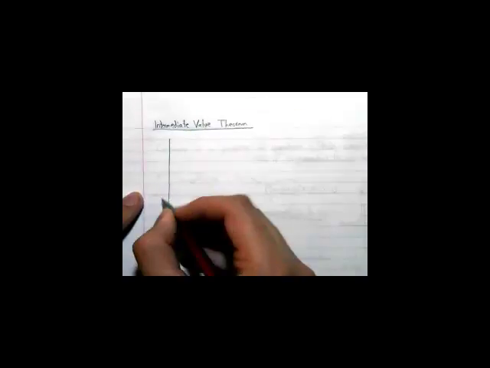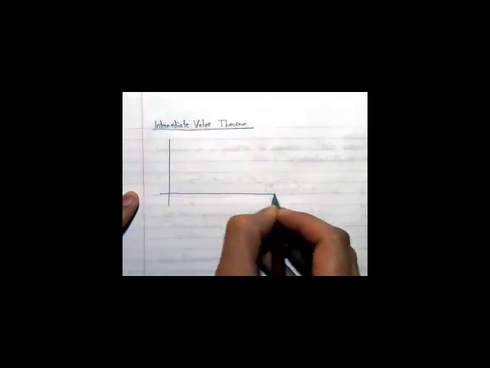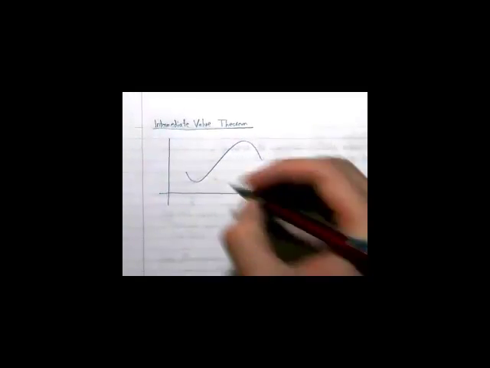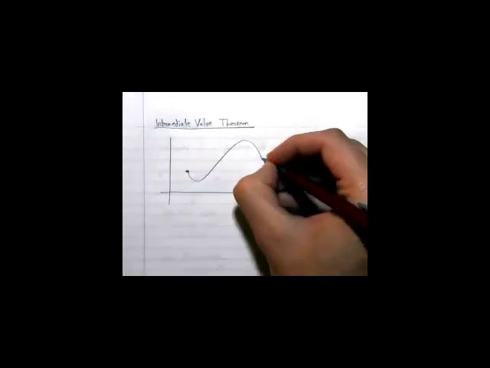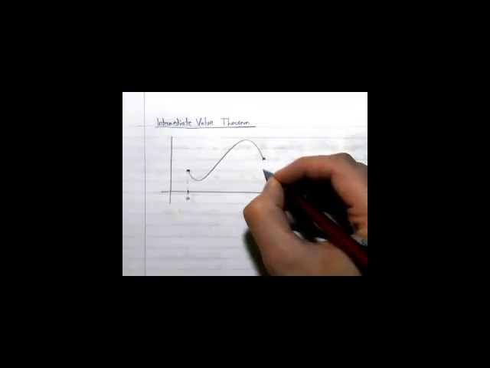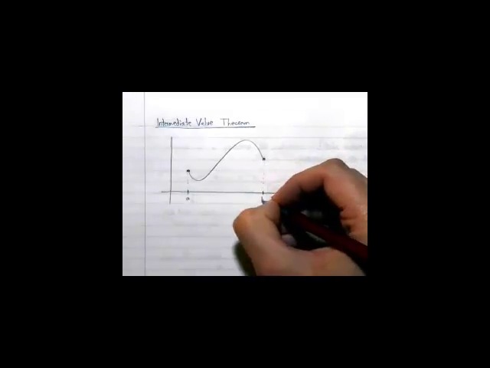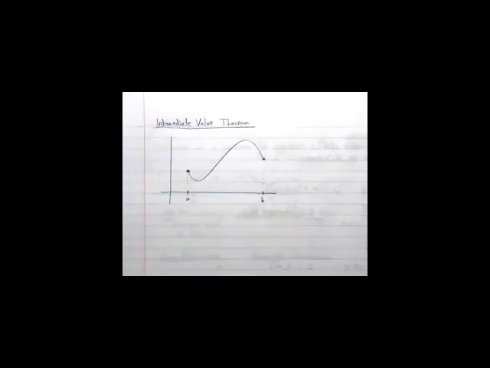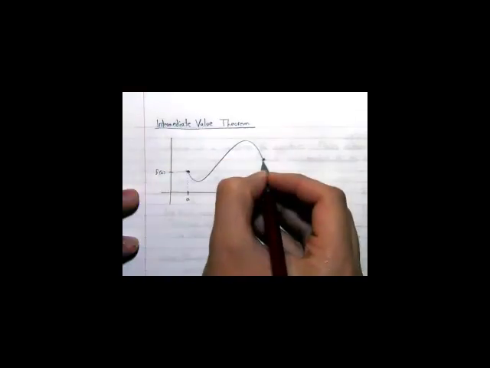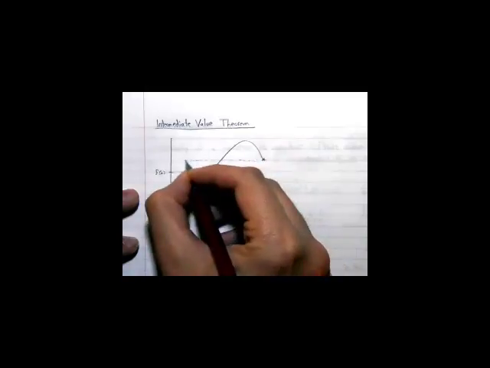Okay, so say we've got some function here. And let's say this function is on some interval. It starts and it stops. Okay, it goes from A to B. And then this value here would be f of A. And this value here would be f of B.